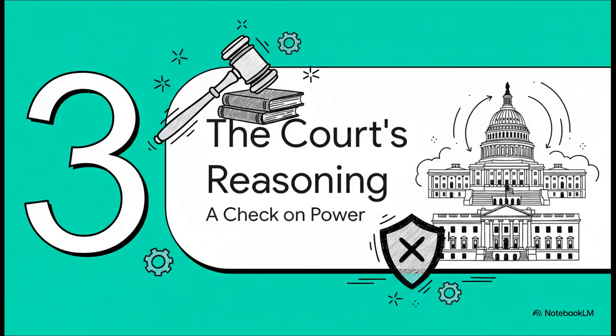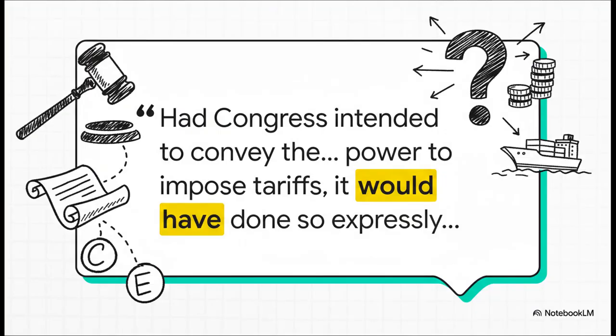So let's dig a little deeper into the court's reasoning here. Why did they draw such a firm line in the sand? Well, when you boil it all down, this whole thing is about one of the core principles of American government, a check on power. And Chief Justice John Roberts, who wrote the majority opinion, put it really bluntly. He said, and I'm quoting here, "Had Congress intended to convey the distinct and extraordinary power to impose tariffs, it would have done so expressly." Basically, he's warning that if you let the administration's logic stand, you end up with unchecked presidential policymaking. It's a pretty powerful statement about the separation of powers.